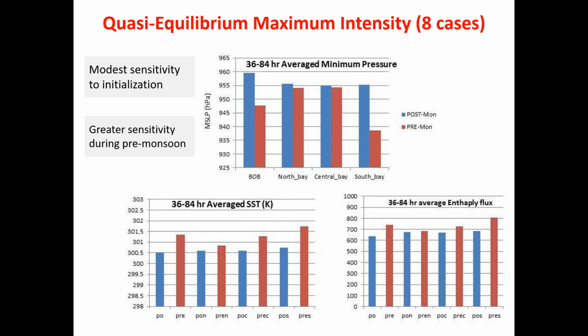On top, we have the average minimum pressure that's averaged over those two days, as I showed. And you can see the differences in pressure after the storm reached quasi-equilibrium intensity. Modest impact, and actually impact post-monsoon is relatively small in the 4 subcases, larger pre-monsoon. And on the bottom, we show the time average SST and enthalpy flux. And these fields were also averaged within about 2 radii of maximum winds beneath the idealized storm in the model. So we have a temporally and area averaged SST and enthalpy flux beneath the model, which again shows the differences resulting from the different initialization.